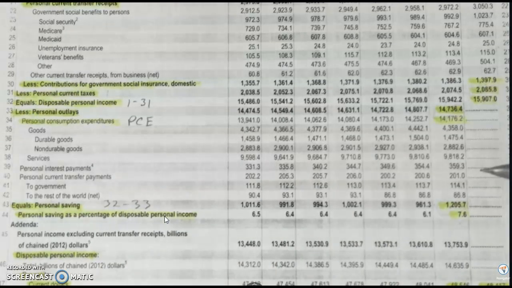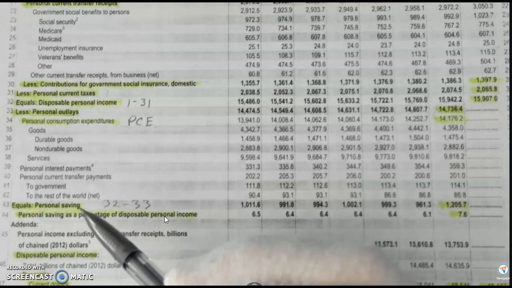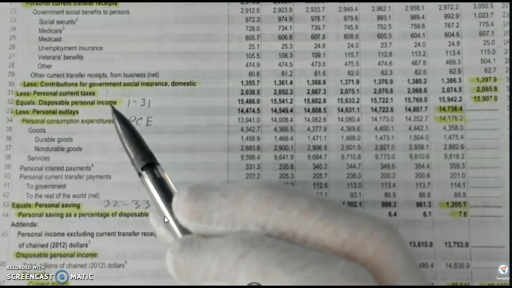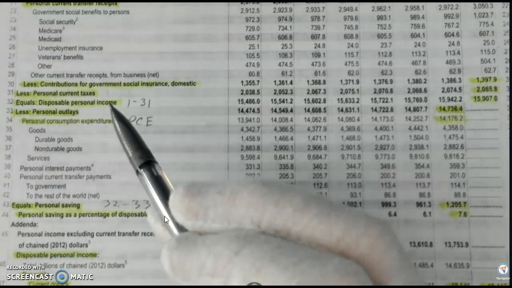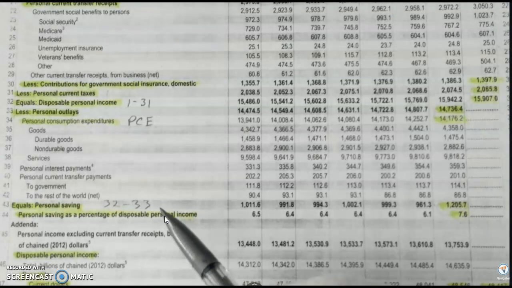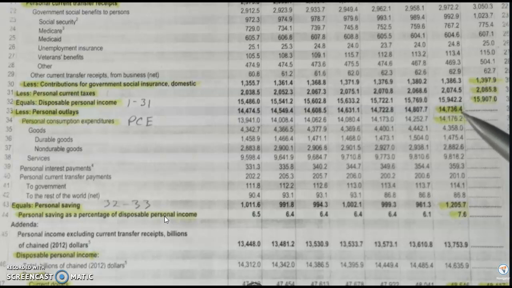Okay, now, as far as the next category, personal savings, this is easily derived by taking disposable income, which is, remember, post-tax income, and backing out personal outlays. So line 32 minus 33. This is the amount of savings available. In other words, this is what's left over by households after they've spent on their personal outlays.